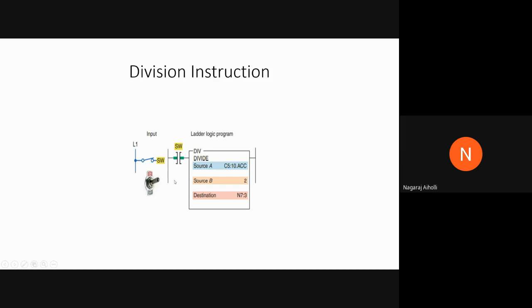When the switch is closed, the examine if closed instruction becomes true. The value in A register is say 100, and the value in B register is 2. So 100 divided by 2 is 50, and that will be stored in the destination. So this is how the DIV instruction will work in order to find the division of two values: the value in A register is divided by the value in B register.